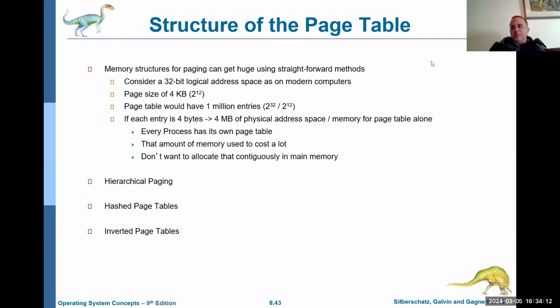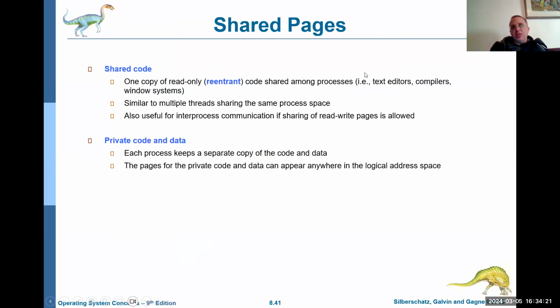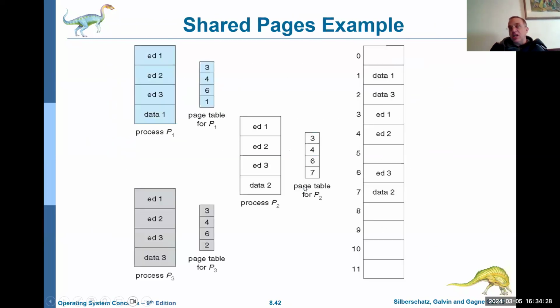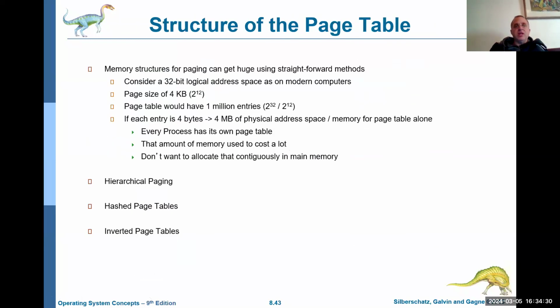Structure of the page table. Memory structures for paging can get huge using the straightforward methods we just described. In other words, if we just describe what we just described as a regular thing, this page table might become very large. And it has to be contiguous. We may not be able to find it. For example, consider a 32-bit logical address space as on modern computers. That's not really true. Modern computers have 64-bit logical addresses. But when this book was written, it was 32.